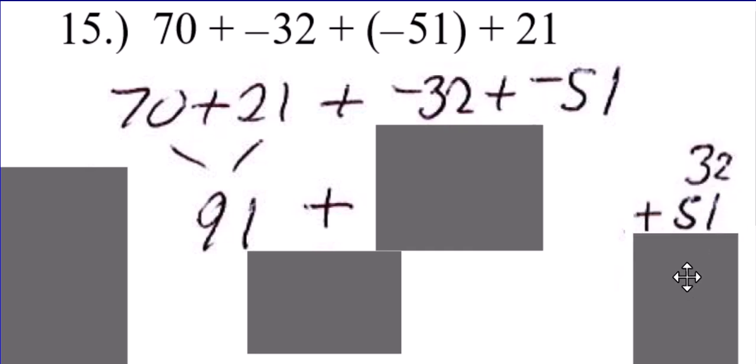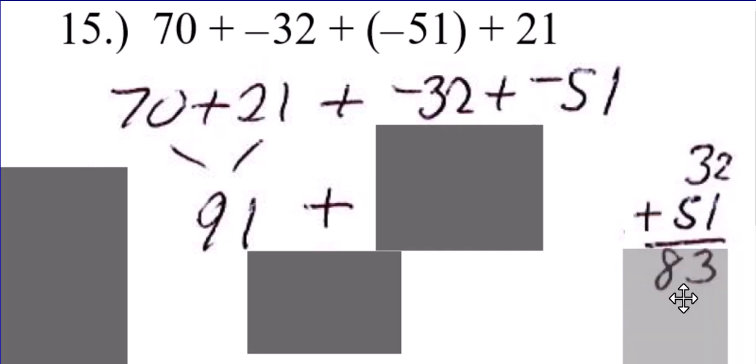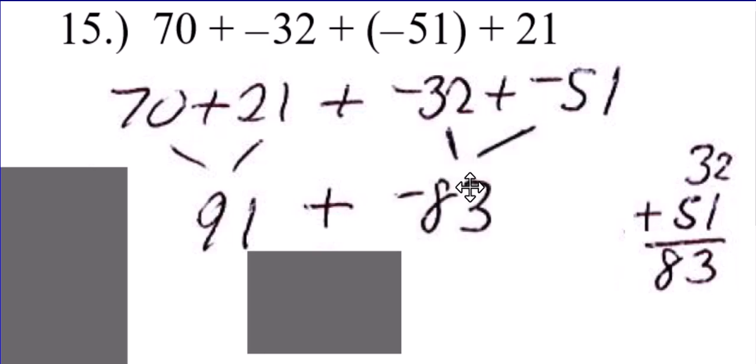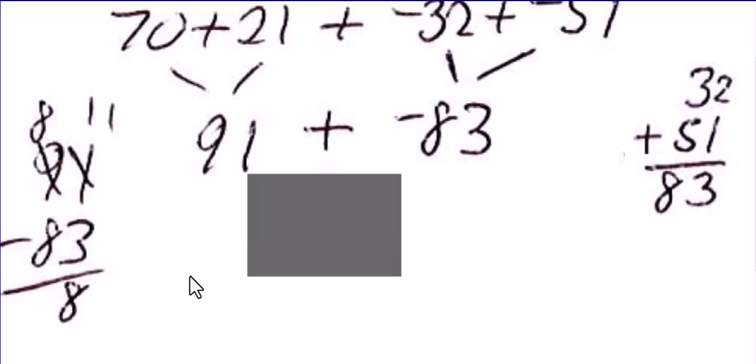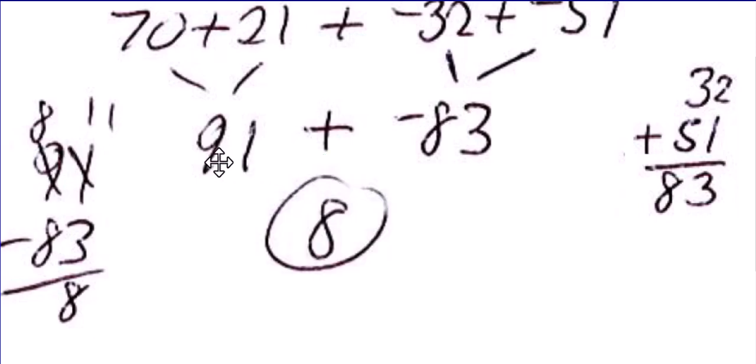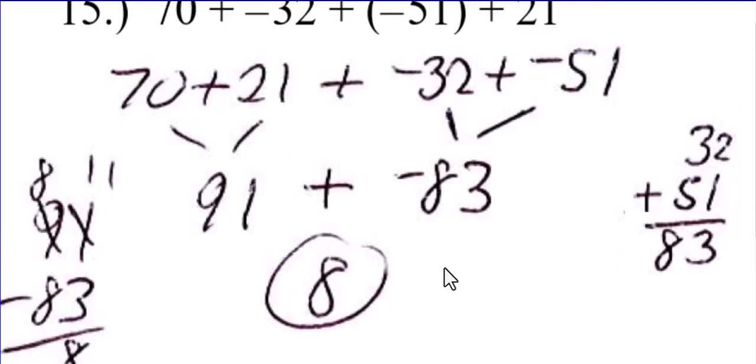Negative plus a negative, you're going to add off to the side, giving you 83. That's going to be negative 83. And since we now have a positive and a negative, here's what I accidentally showed you earlier. Subtract off to the side, bigger absolute value goes on top, that's the 91. You're going to have to borrow. Since 91 has the bigger absolute value, this will stay positive 8 for the final answer.